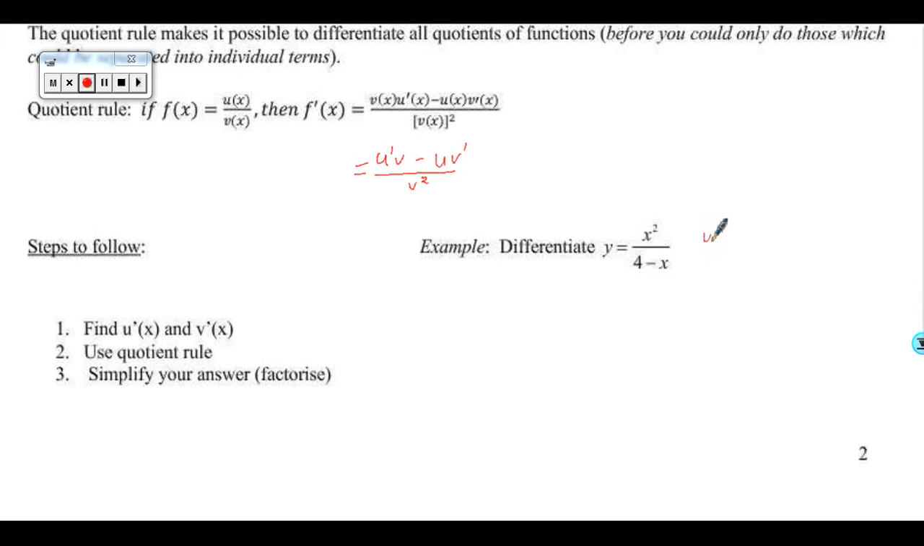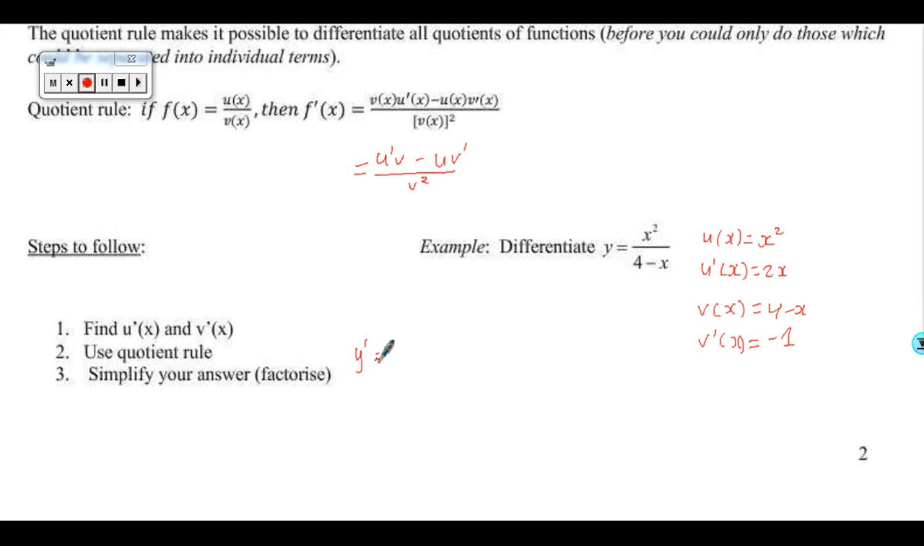Just like before, we'll write out what u of x is, and u of x is x squared. Okay, it's simply the numerator. So u prime of x is 2x, and we'll repeat the procedure for v of x. v of x is what I'm dividing by, the denominator, 4 minus x, and v prime of x is equal to -1.